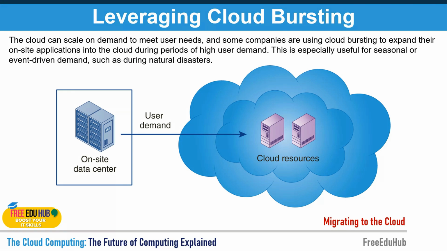Now, leveraging cloud bursting means that the cloud can scale on demand to meet user needs, and some companies are using cloud bursting to expand their on-site applications into the cloud during periods of high demand. This is especially useful for seasonal or event-driven demand, such as during natural disasters. So if, for example, they had an issue, they are maintaining a backup in the cloud, but in case something goes down on site, they'll be able to run their services from the cloud because the backup of the data was in the cloud. They have some reserved servers in the cloud. If on site things are not working, they'll immediately shift to the services in the cloud.